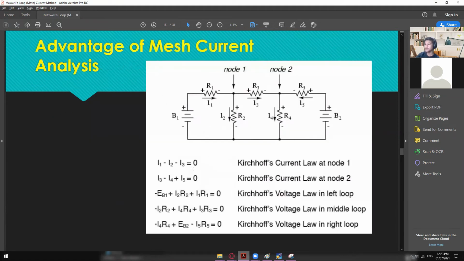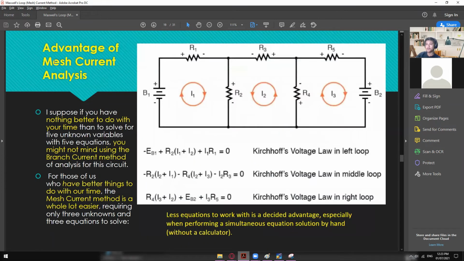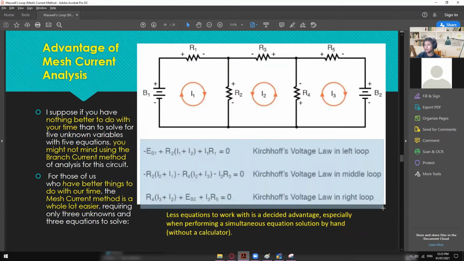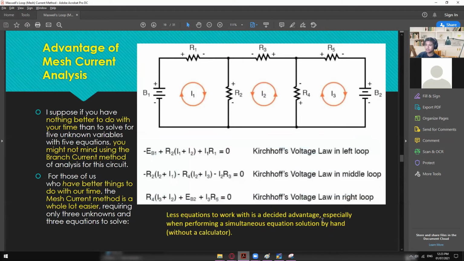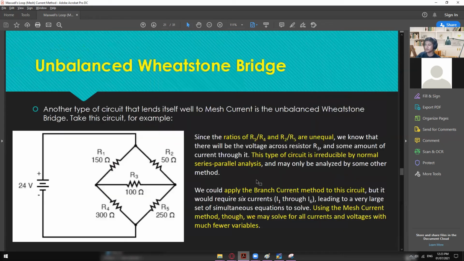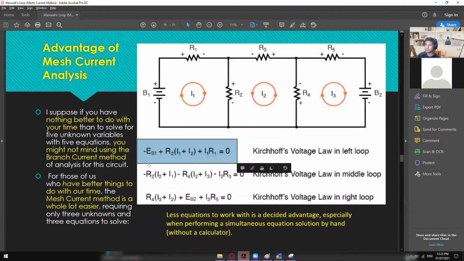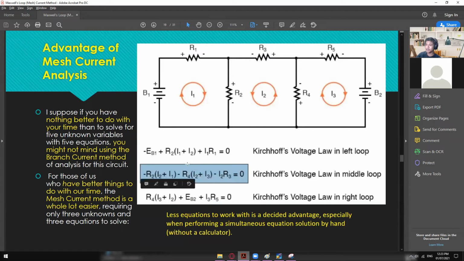So if you're going to use Kirchhoff's, you're going to have this kind of equation. So 5 equations, 5 unknowns. But if you're going to use a mesh current analysis, this will only give you three equations and three unknowns. So that is basically the main advantage of this one. Let's just analyze how we came up with this kind of equation so that you guys have an idea how we came up with this one and that one.